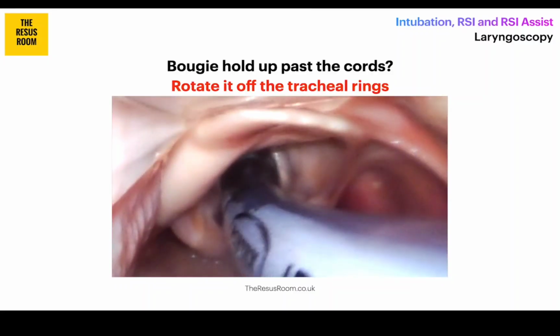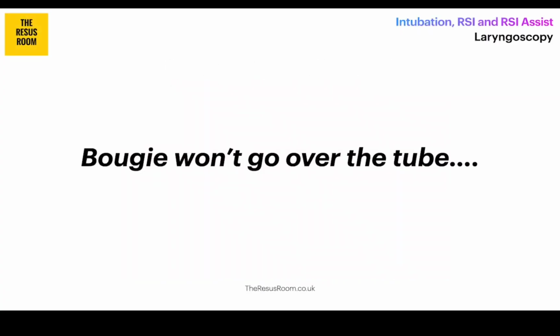And I've given such a waffly answer, I can't remember what the second part of the question was. Second part of the question was, what are the problems you might get when you're putting that tube over the top of the bougie? Of course it was.